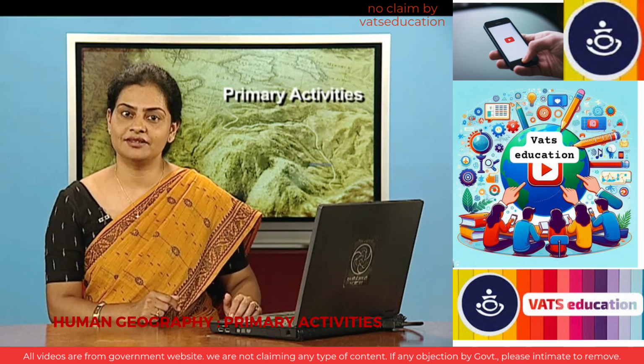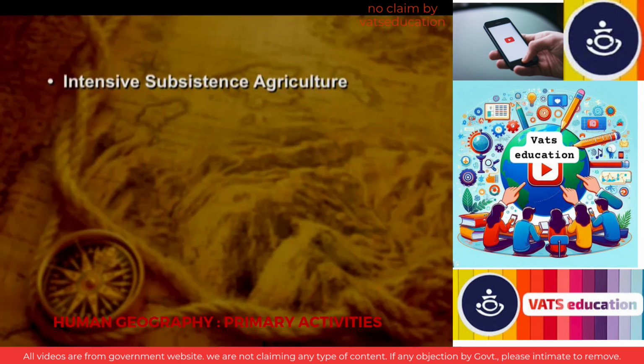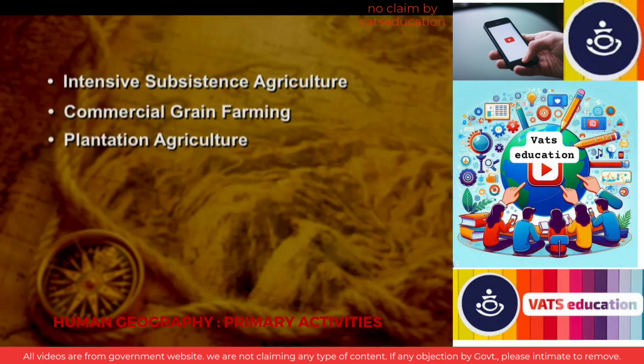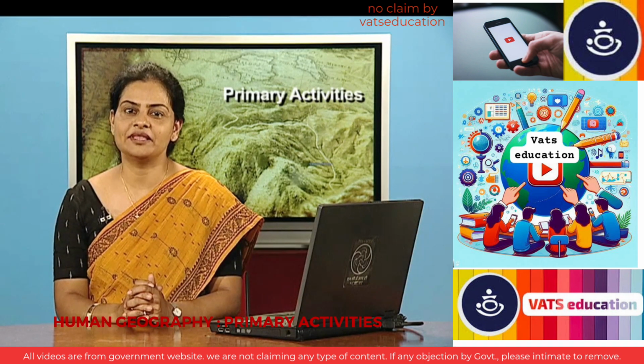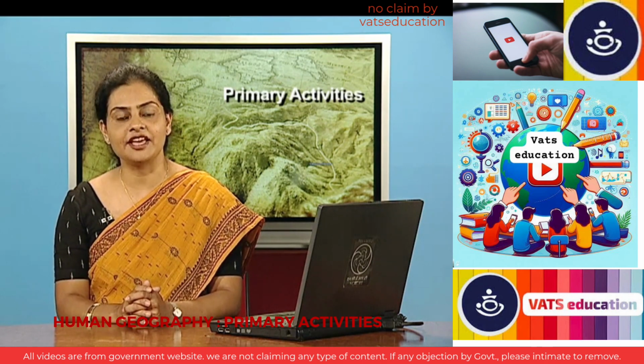In this lecture, we have learned about intensive subsistence agriculture, commercial grain farming, plantation agriculture, mixed farming, dairy farming, Mediterranean agriculture, and also mining. In the next lecture, we will take up the secondary activities and the factors affecting.